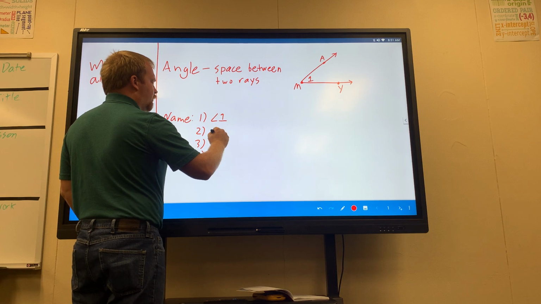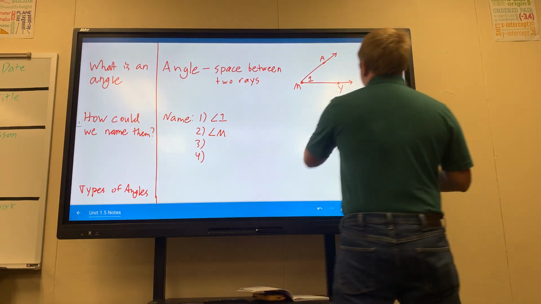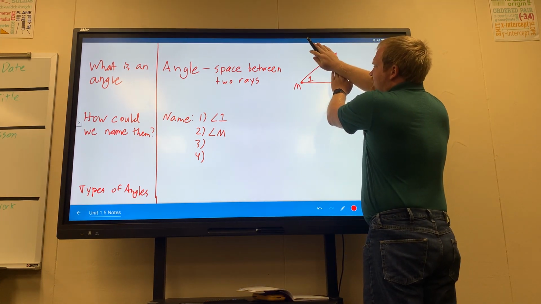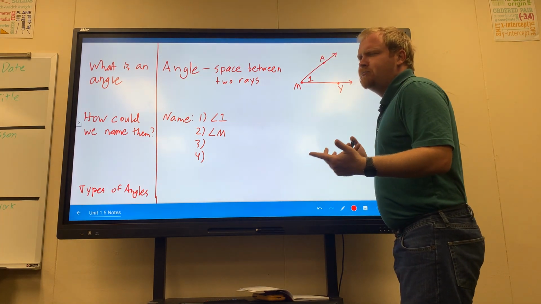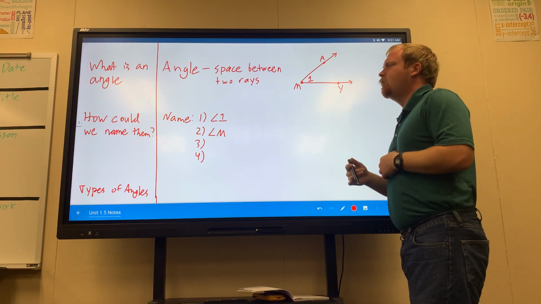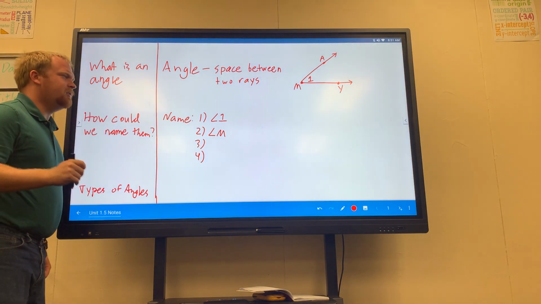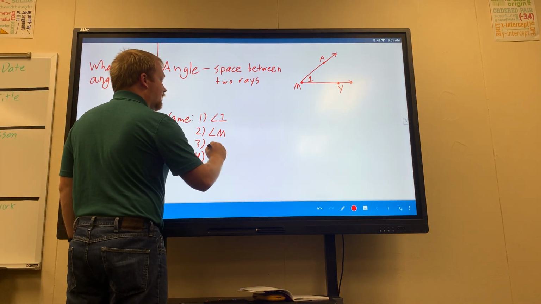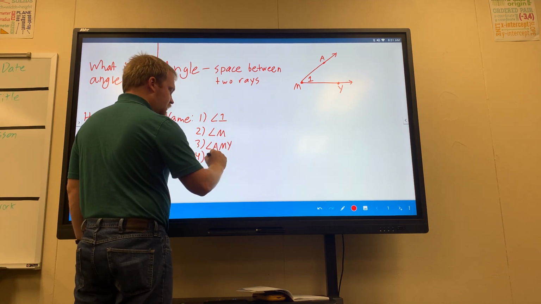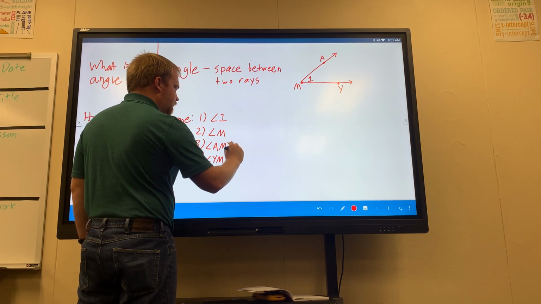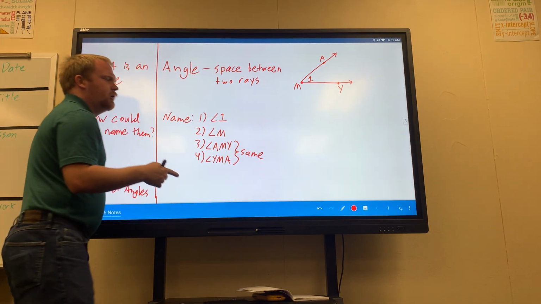Another way we can call it, and we rarely use this, is by saying angle M. If we're just given that M, then we may call it angle M. But 99% of the time, we're not going to label it as angle M. Majority of the time, and how you normally see it, is by saying angle AMY or angle YMA. And either way you put it, they're going to be the same.